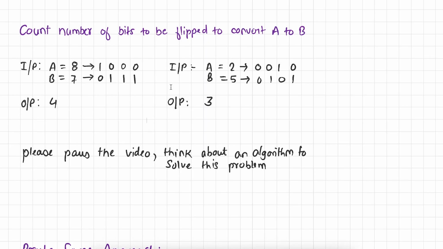Let's see the next example. In this example, a and b are 2 and 5. The binary representation of number 2 is 0 0 1 0 and 5 is 0 1 0 1. In this case, if we want to convert 2 to 5, we need to flip this bit, then this bit, then this bit, right? So the number of bits needed to convert 2 to 5 is 3. So the output of this input is 3. Now you have a good understanding of this problem.